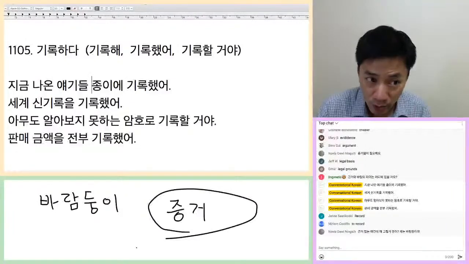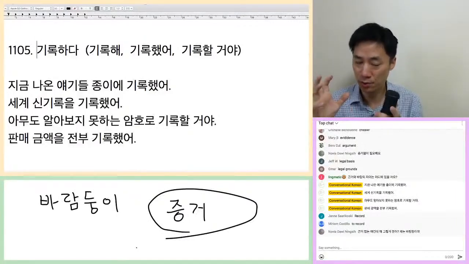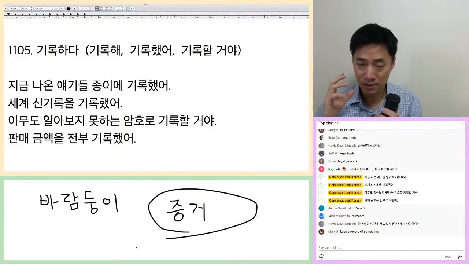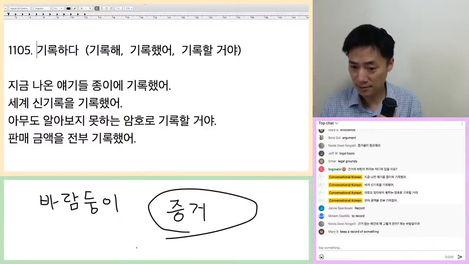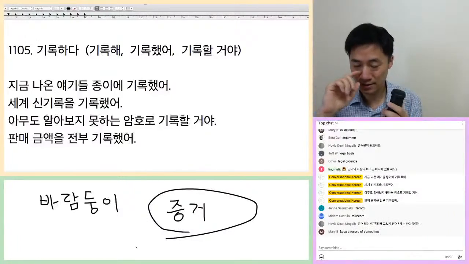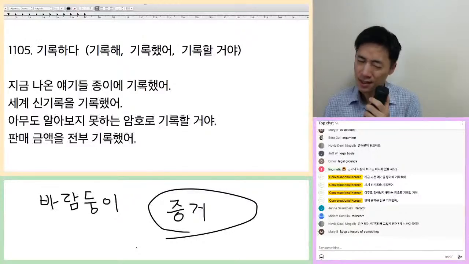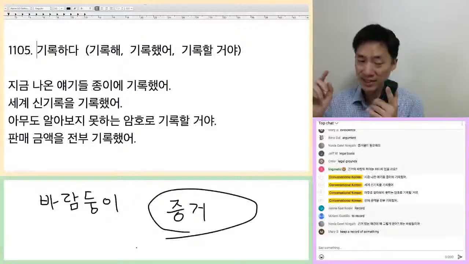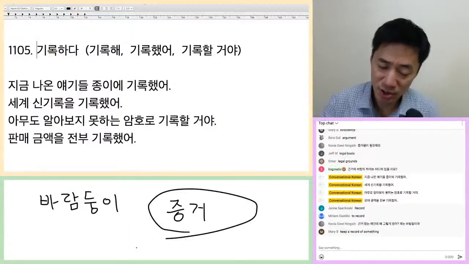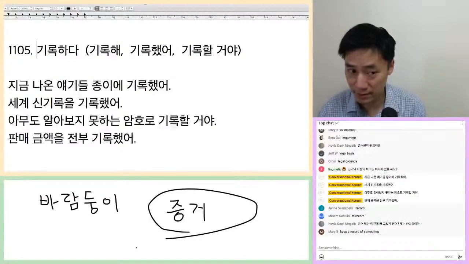Yeah, to record, to write down, or to tape on a videotape, to record with a sound recorder, 기록하다. But when you record on a sound tape, then 녹음하다. When you film a video, 녹화하다 is more likely used. But you can also say 기록하다, though 녹화하다 is way more common in that case. 기록하다 usually just means write down, usually on paper or a notepad.